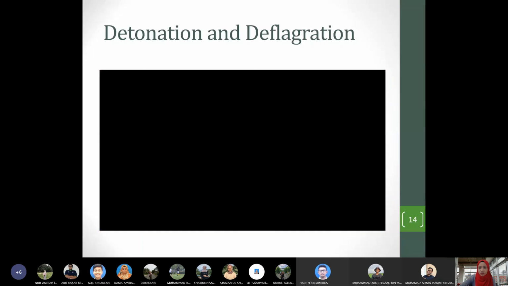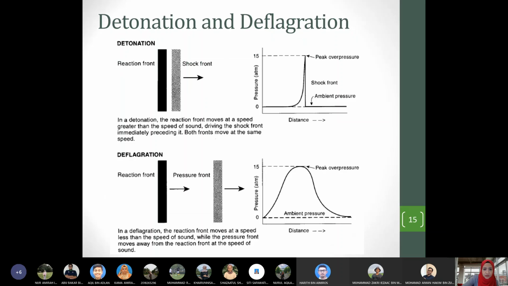For deflagration, it does not damage the concrete because there's no shock wave or pressure from the process, but detonation does. It creates that pressure. When a detonation happens, you have the reaction front and the shock front moving together at the same speed. The reaction front moves at a speed that's greater than the speed of sound, so therefore they move together.